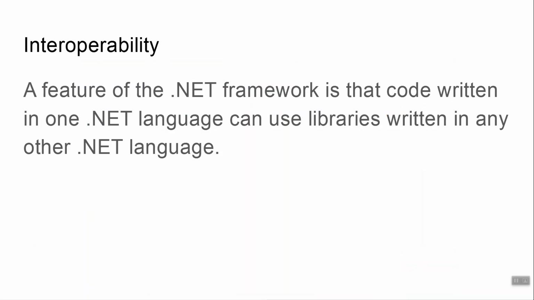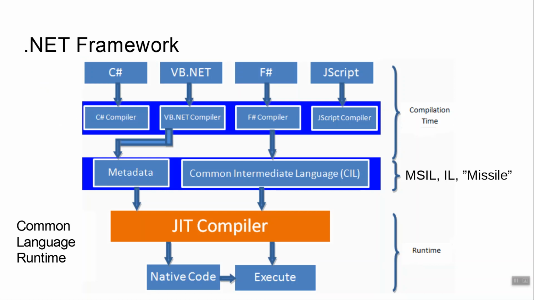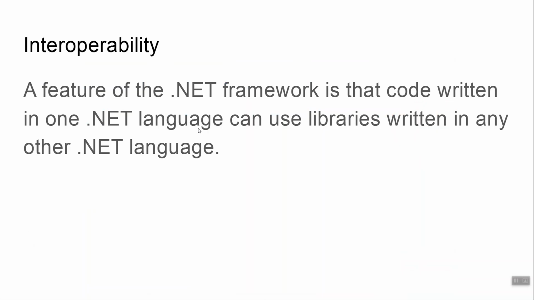One of the features of the framework is that we get something called interoperability. So if we back up a slide, you can see that once something has been turned into Common Intermediate Language, IL, MSIL, whatever you want to call it, we don't really care whether it was originally C#, VB, F#, JScript, whatever. So if we write a library in VB, we could consume that from a C# program. So that programs written in different languages can all consume each other's binaries, right? So that's interoperability. That is one of the features of this framework.